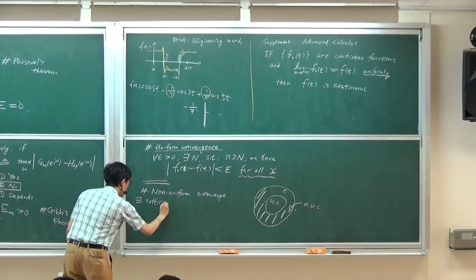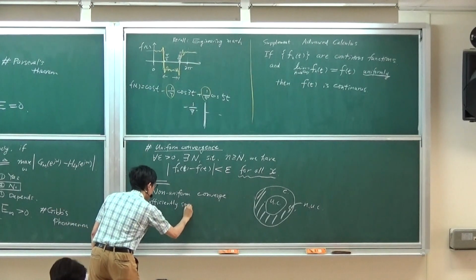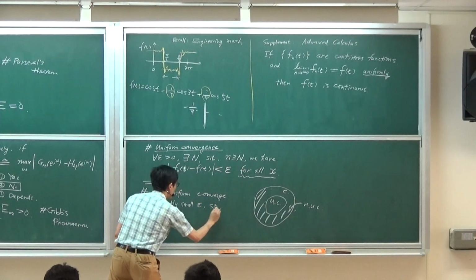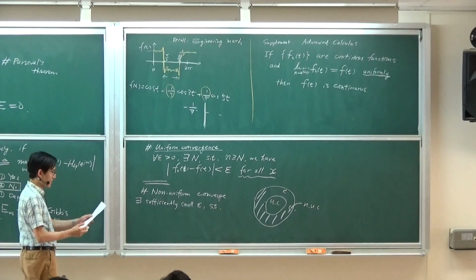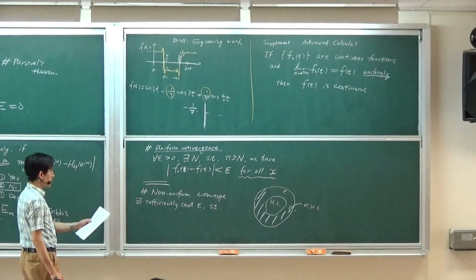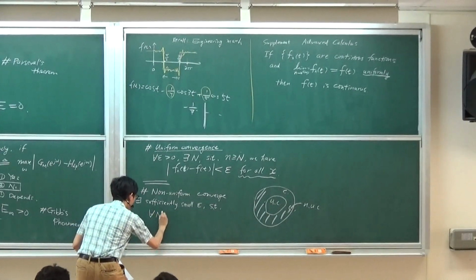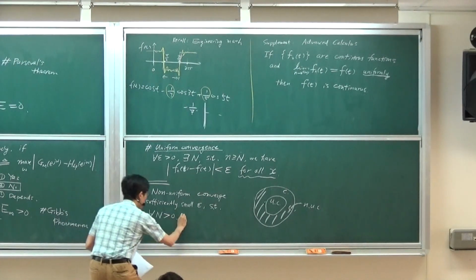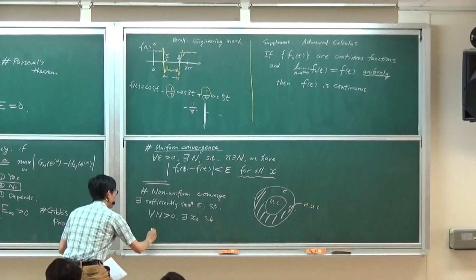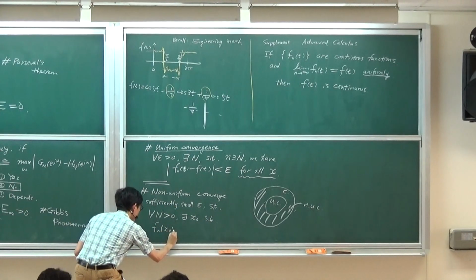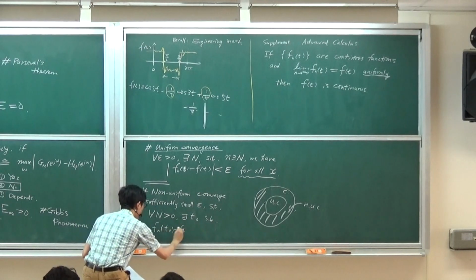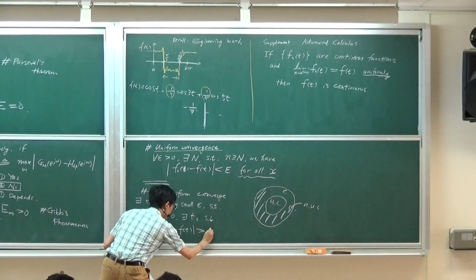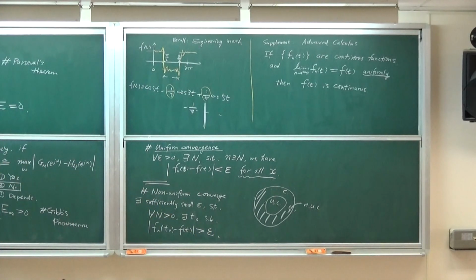There is a sufficiently small epsilon such that for any n, however large it is, you can find x such that fn at that place, let me say t, differs from the limit by more than epsilon.